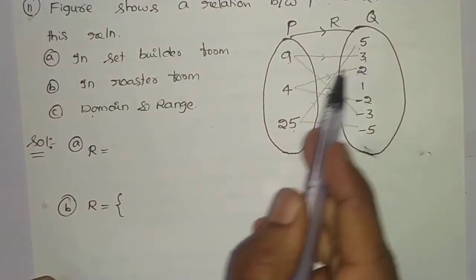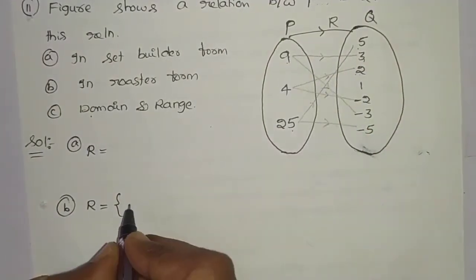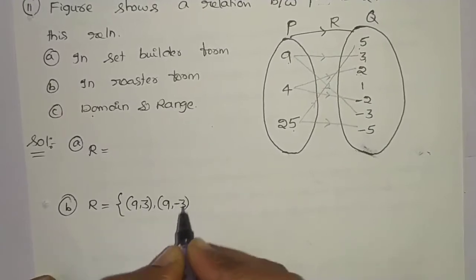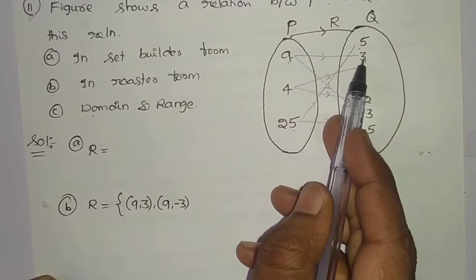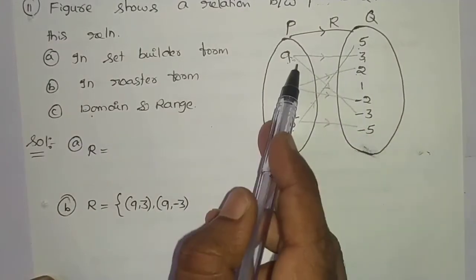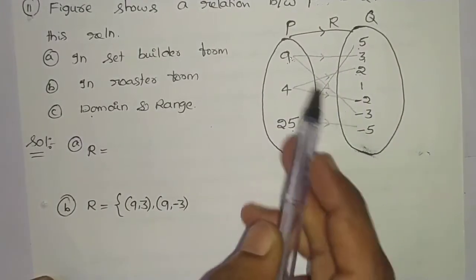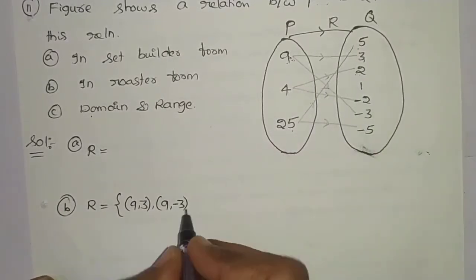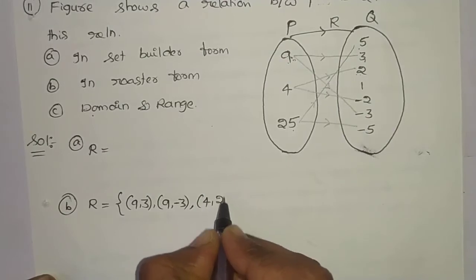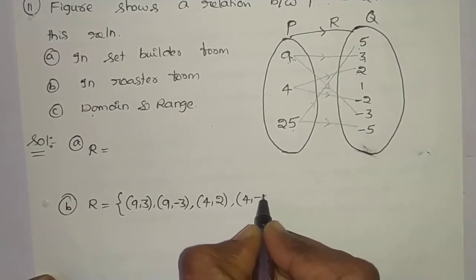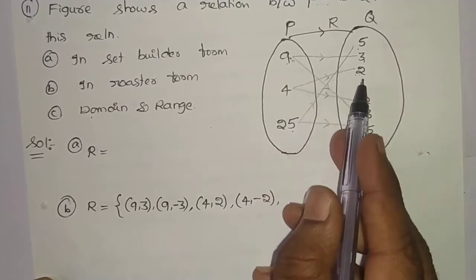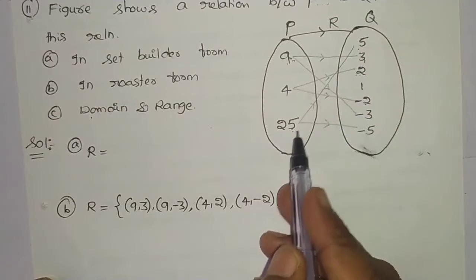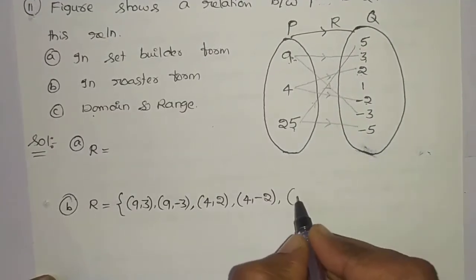(9, 3), (9, minus 3). Once again, (9, 3): 9 is related to 3, 9 is related to minus 3. Next, 4 is related to plus 2, 4 is related to minus 2. Next, 25 is related to plus 5, 25 is related to minus 5.